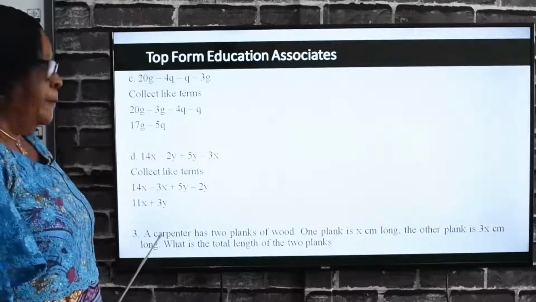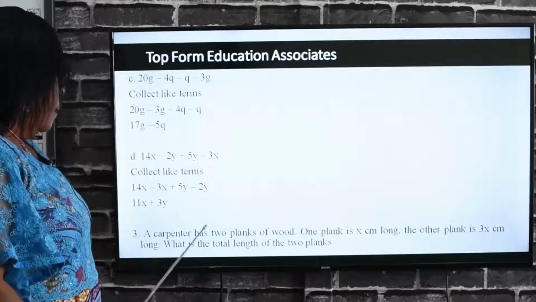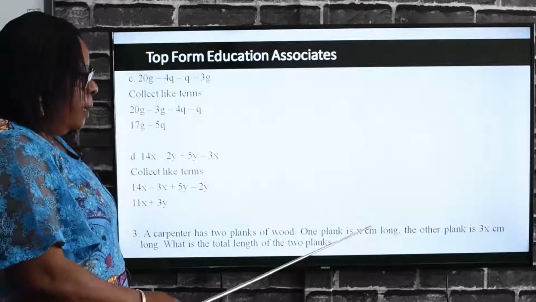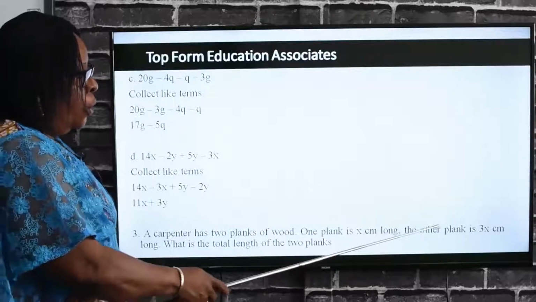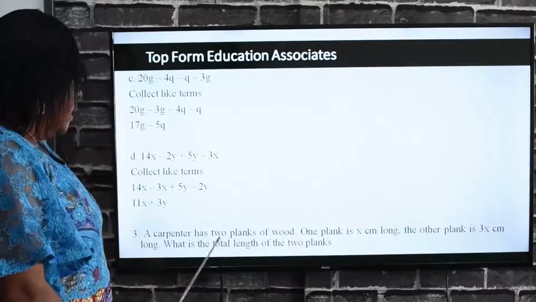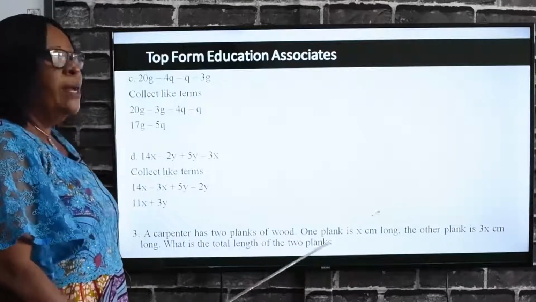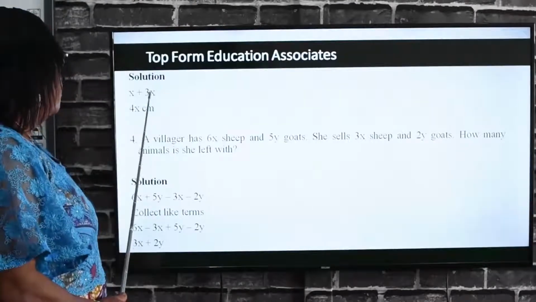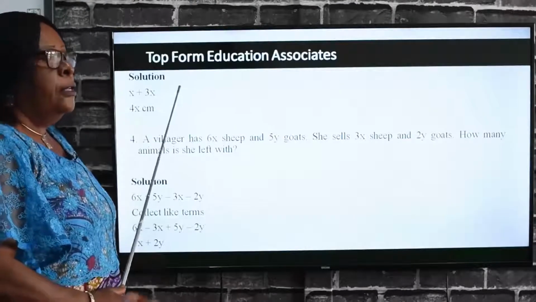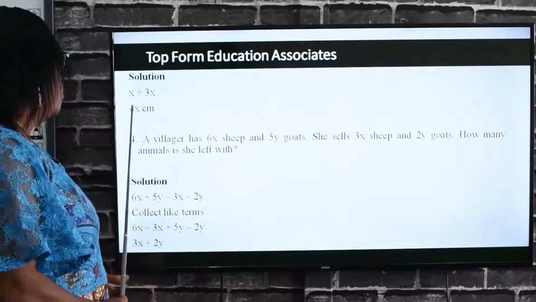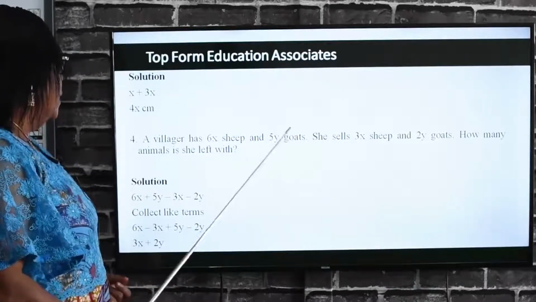Question number 3. A carpenter has 2 planks of wood. One plank is x centimeters long. The other plank is 3x centimeters long. What is the total length of the 2 planks? The first plank is x, the second one is 3x. They are like terms. So x plus 3x gives us 4x centimeters.